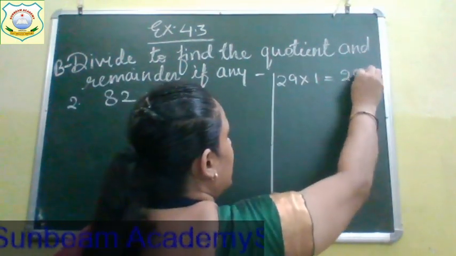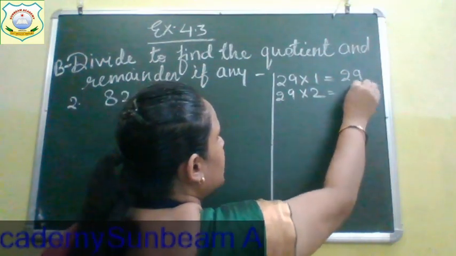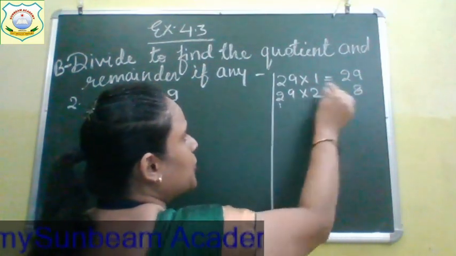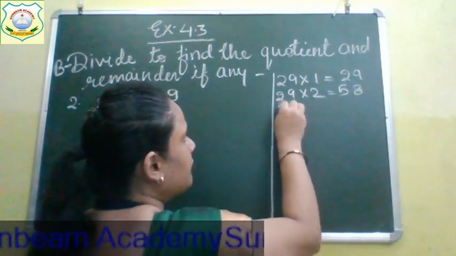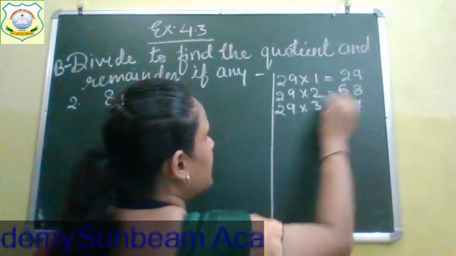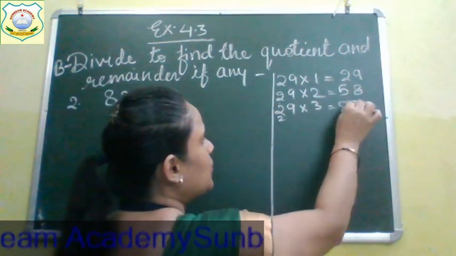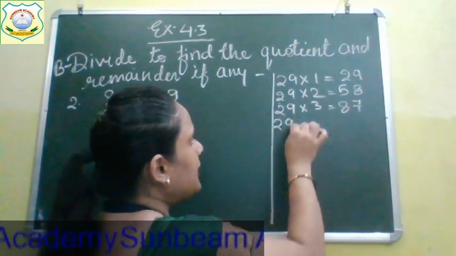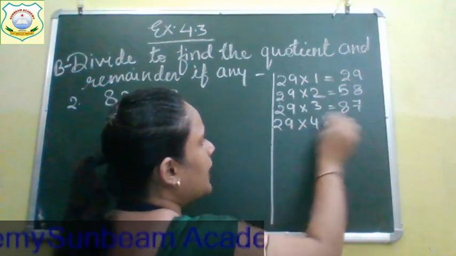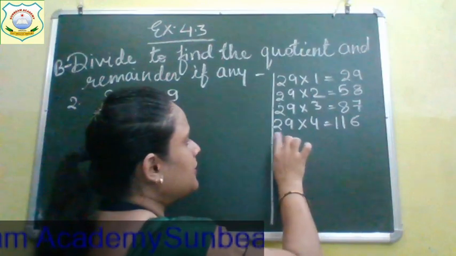29 ones is 29, everyone knows. Now see 29 into 2. 2 nines are 18, 8 carry 1. 2 twos are 4 plus 1, 5. 29 into 3. 3 nines are 27, 7 carry 2. 3 twos are 6 plus 2, 8. 29 into 4. 4 nines are 36. 4 twos are 8, 9, 10, 11.